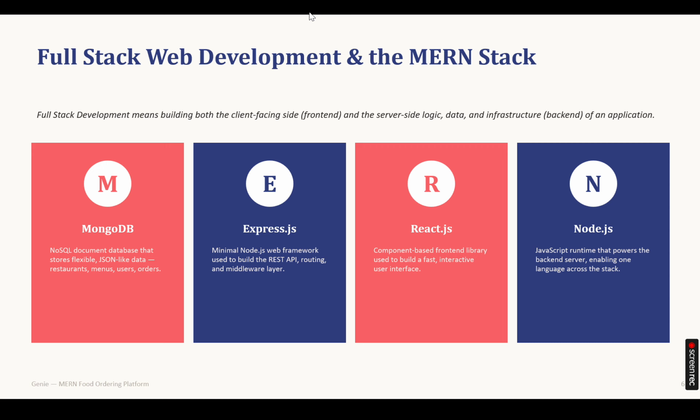and infrastructure behind the scenes. MERN is one of the most popular full stack combinations, and it stands for MongoDB, a NoSQL database that stores data like restaurants, menus, and orders in a flexible JSON-like format. Express.js, a lightweight framework on top of Node that I used to build a REST API and routing layer. React, the front-end library I used to build a fast component-based user interface.